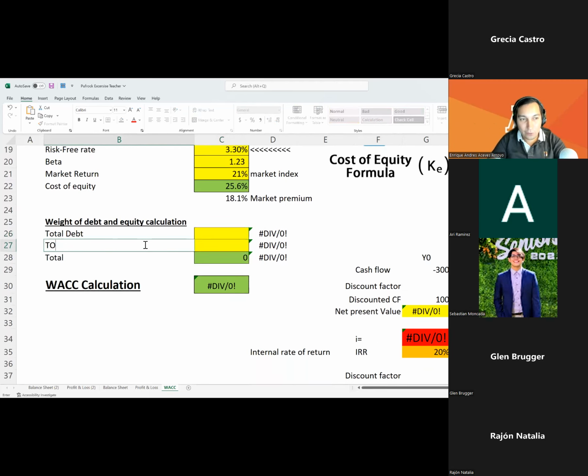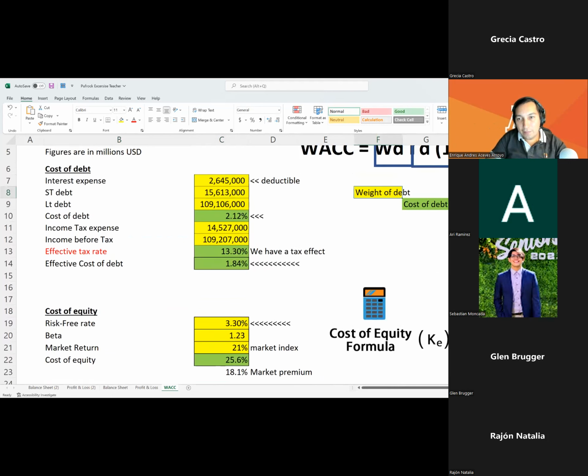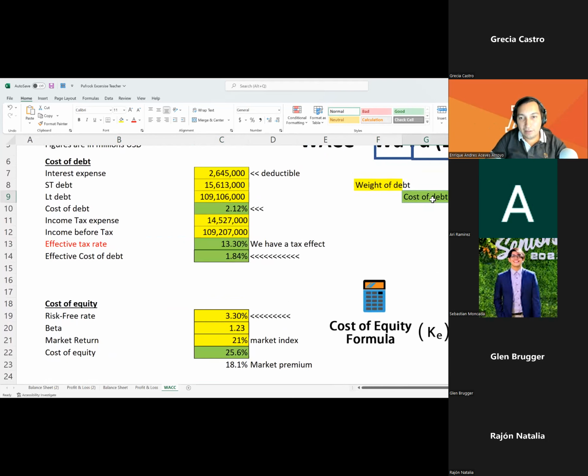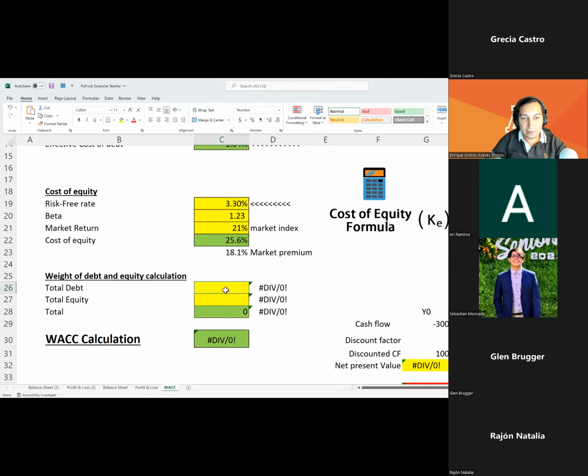We need to find total debt and total equity, guys. We are just missing the weight of the debt and the weight of the equity. We already have calculated the cost of the debt and the cost of the equity. We're just missing the weights. What's the total debt for Apple? Total debt for Apple, guys. 124,719. Awesome.